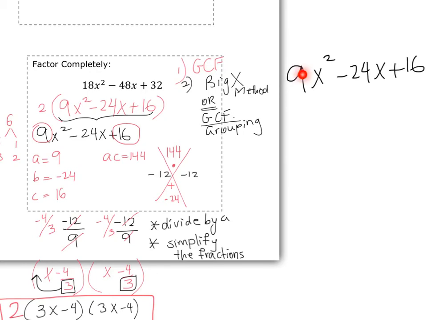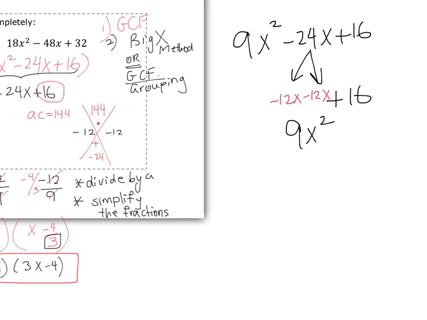Now copy the first one down and copy the last one down. And the negative 24, you have to split it into the two numbers that you just found. You found that the two numbers are negative 12 and negative 12. So you split the negative 24x into negative 12x and negative 12x. Now after you split the middle term, you group the first two together and the last two together.